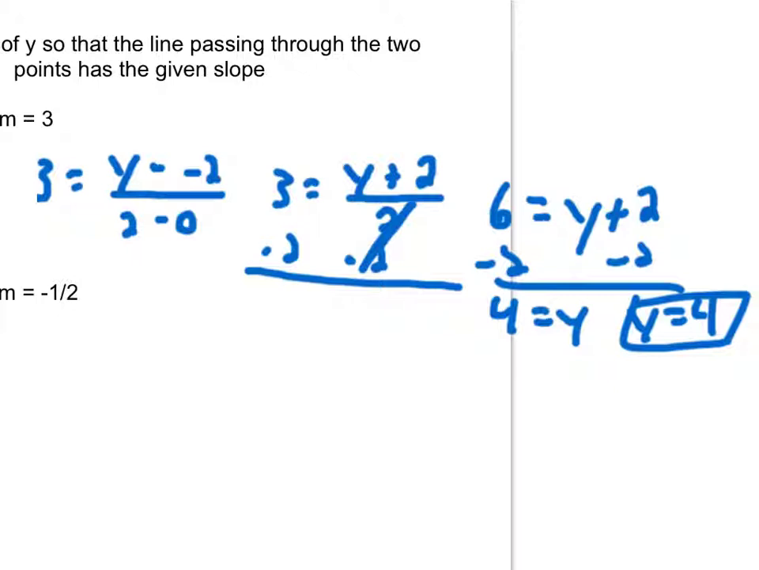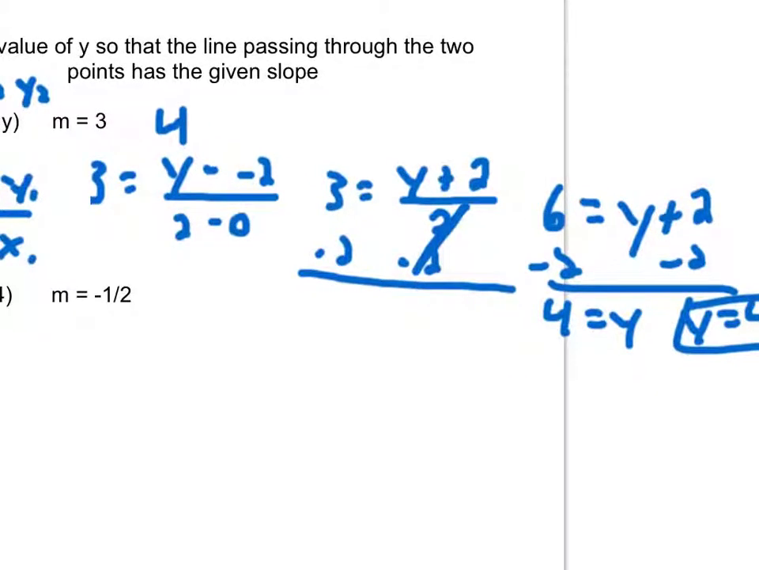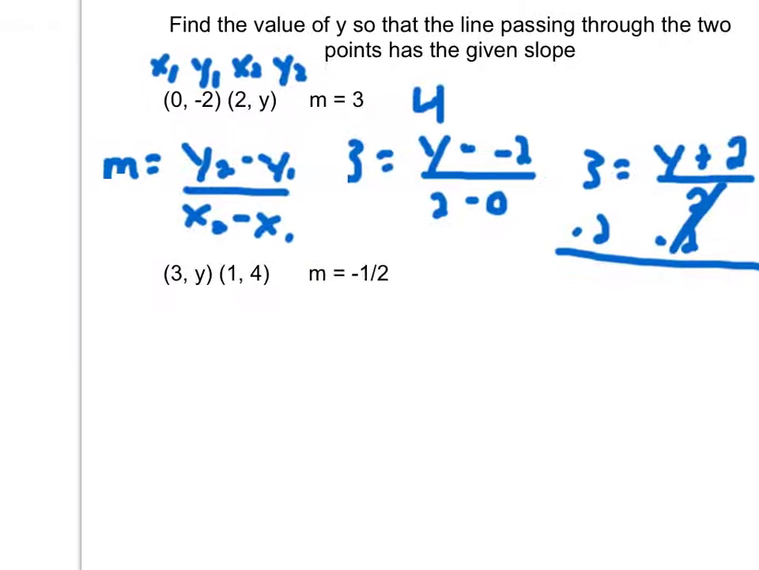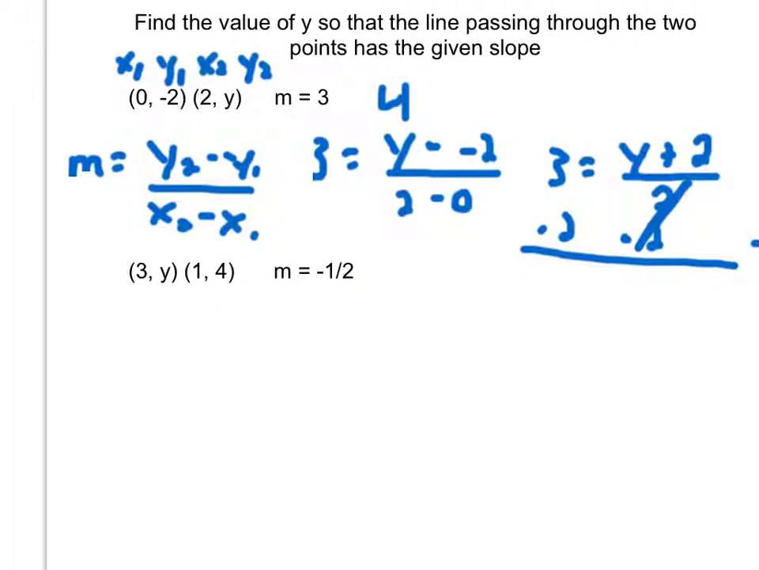Well, if I plug that in to my equation I had originally, okay, 4 minus negative 2, we said before, that's the same as 4 plus 2, which is 6, over 2 minus 0, which is 2. And 6 divided by 2 gives me my slope of 3. So it checks out. Okay, and it's always a good idea to check your work like that, to make sure you got the right answer. Alright, now, let's go on to our very last example in this video.